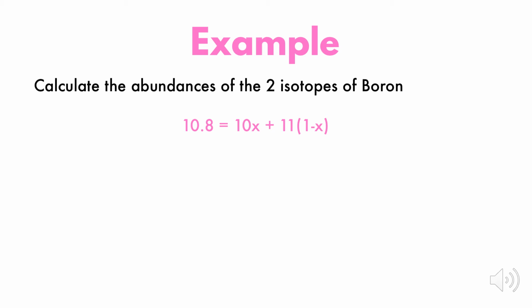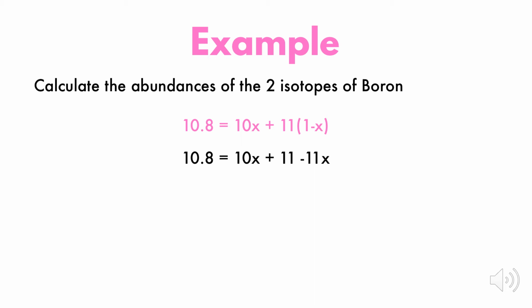So we do that by multiplying everything inside the brackets by the number outside. So that means we need to do 11 times 1, and it means we need to do 11 times minus x as well. If we look at that then, we can see that we have 10.8 equals 10x, and so we haven't done anything with that side of the equation yet, but plus 11 minus 11x. So the plus 11 comes from the fact that we times the 11 by 1, and then the minus 11x, we times the 11 by minus x.